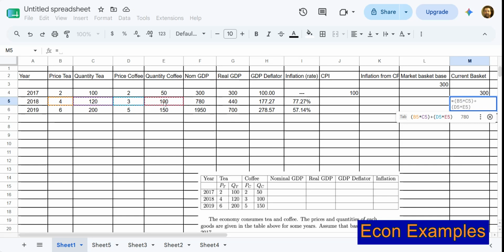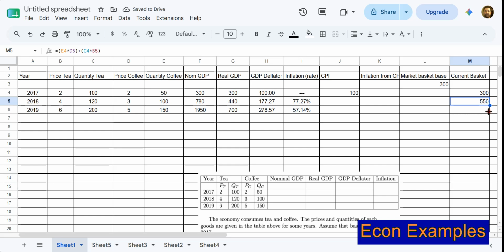The current basket is going to be the quantity of 50 coffee times our current price plus, I'm doing this backwards, but it doesn't matter, plus 100 teas times the 2018 price of tea. And I don't think I need to put it in parentheses, but just in case, I want the multiplication part first. Remember that answer was 550. So I don't think it matters, but yeah, it doesn't matter.